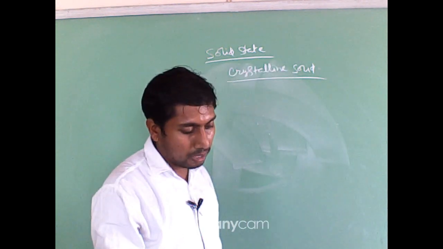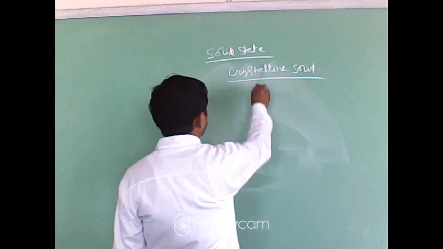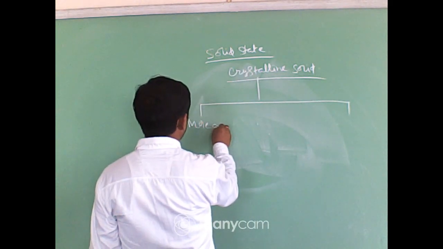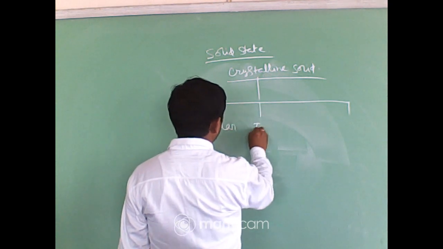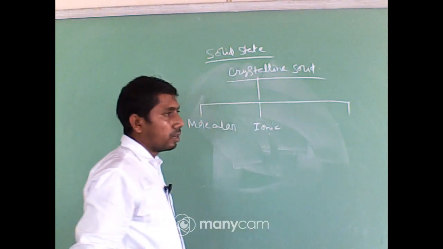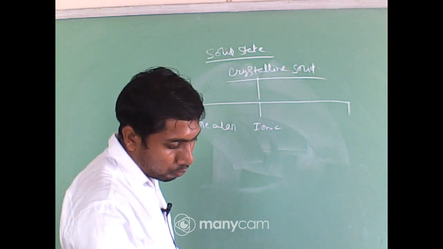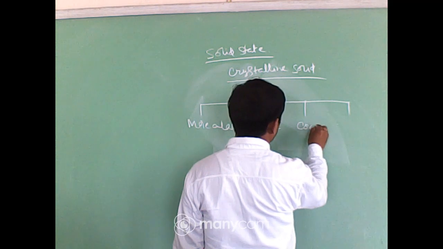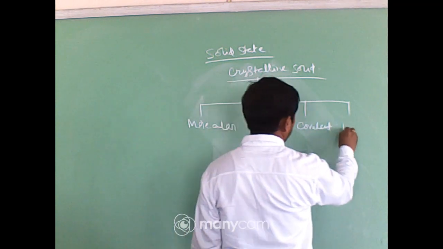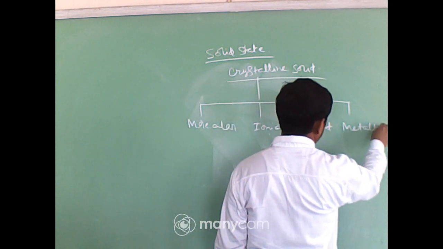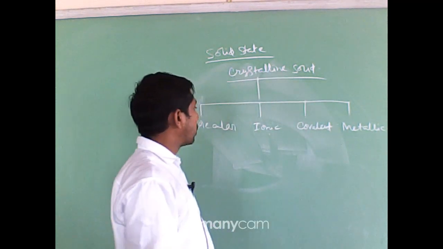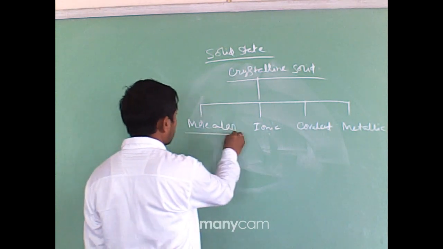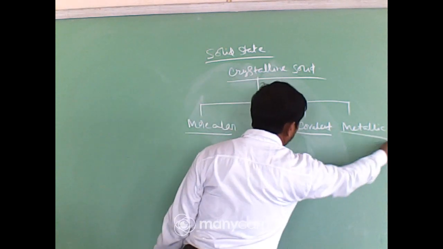What are the categories? That is molecular, ionic, covalent, and metallic. Okay. So, crystalline solids are differentiated into 4 classes: molecular solid, ionic solid, covalent solid, and metallic solid.